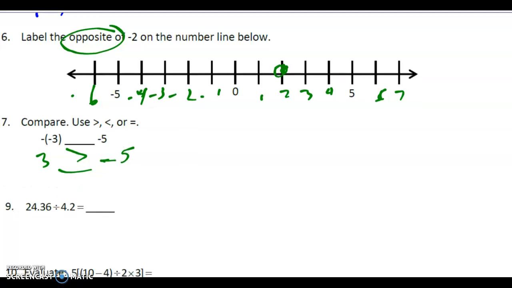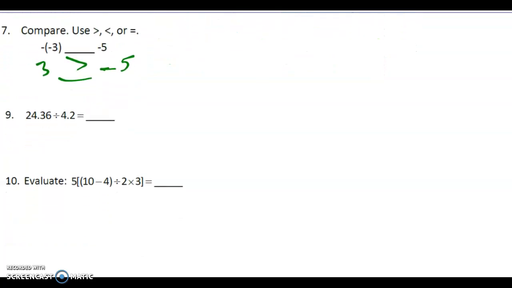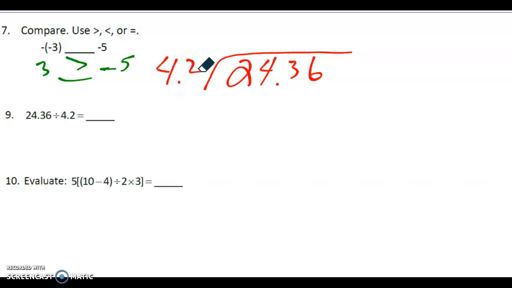Number 9, we are looking for the quotient of 24.36 divided by 4.2. So you know that that means to divide. So we will be dividing 24.36 divided by 4.2. It is very important to remember that you cannot divide by a decimal. So that means I'm going to have to move this decimal one place to the right. If I move this decimal one place to the right, then I move this decimal one place to the right and bring the decimal up.